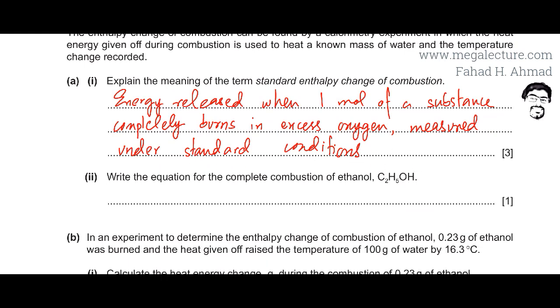Moving to the next part of the question, we need to write the equation for the complete combustion of ethanol. So here's your equation. Ethanol, when it burns with oxygen, produces carbon dioxide and water.